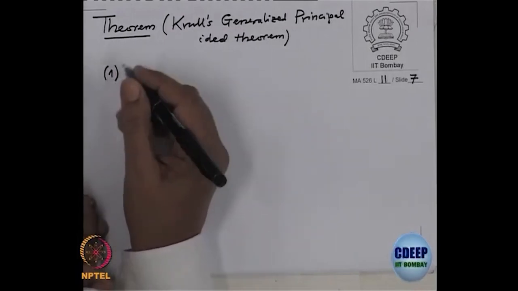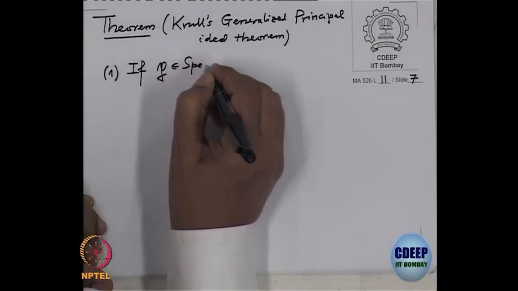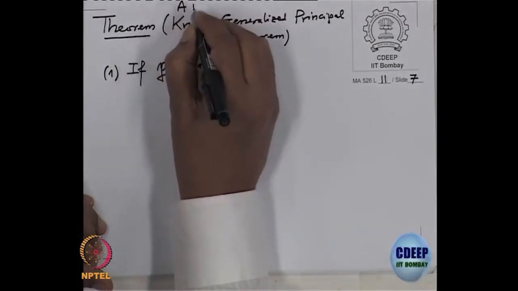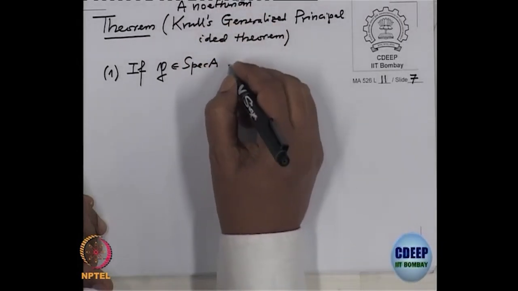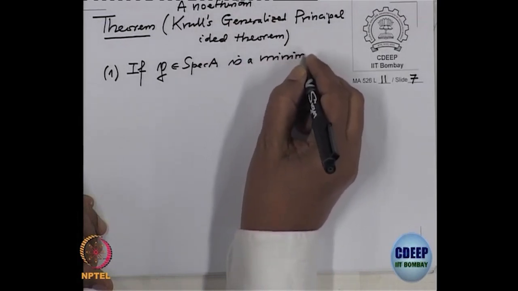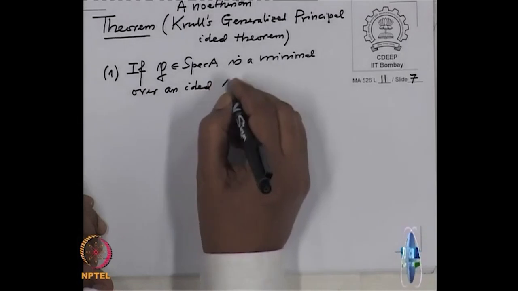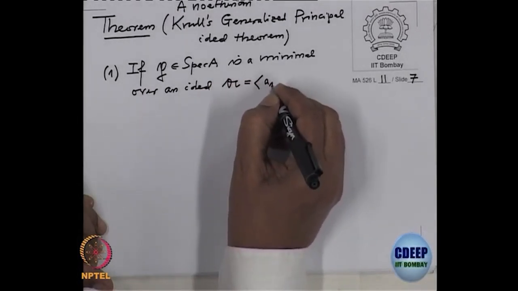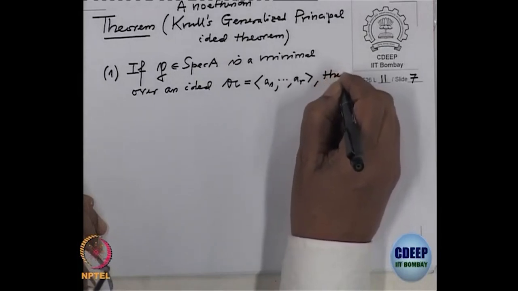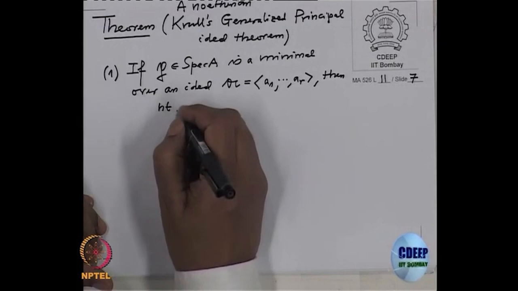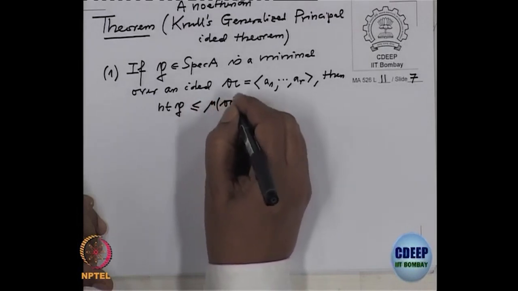So that is part one, that if P is a prime ideal, as usual A is noetherian, and P is a minimal prime over an ideal A which is generated by R elements A1 to AR, then height of P will be less equal to mu of A, which is less equal to R.